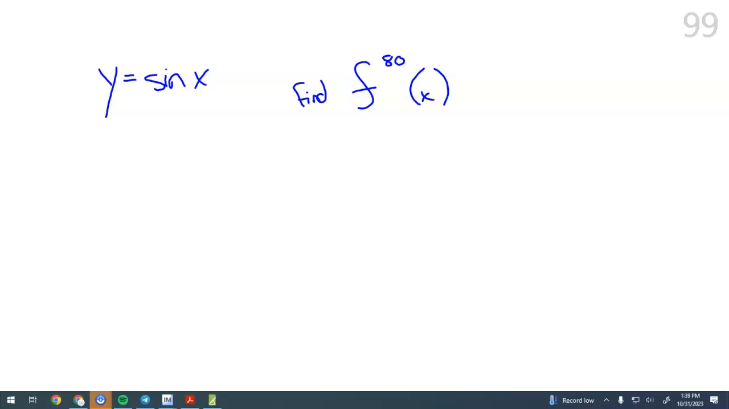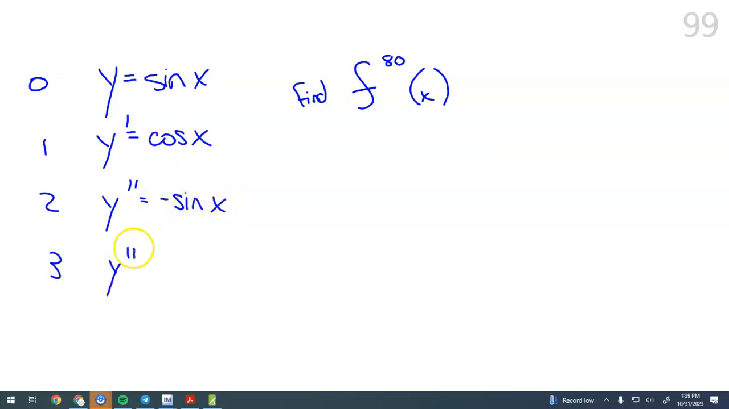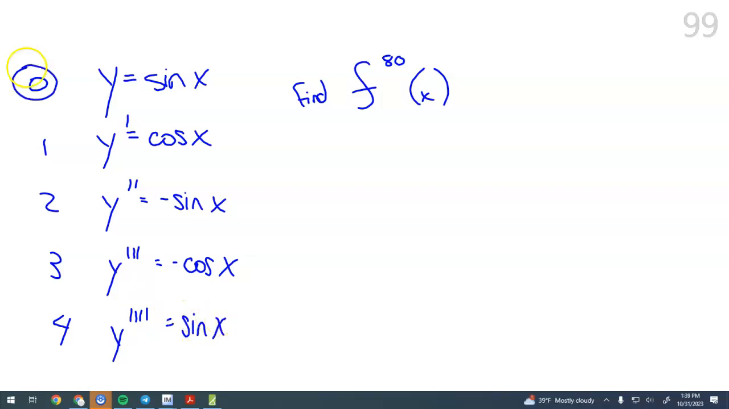So, I don't know if you guys have seen the trick yet, but the first derivative would be cosine of x. So this is like the 0th derivative of the first. The second derivative would be negative sine of x. The third derivative would be negative cosine of x. And the fourth derivative would be what? It's sine of x. So the 0th derivative, the 4th derivative, the 8th derivative, anything that 4 goes into evenly would be sine of x. So the 80th derivative is sine of x. How's that?